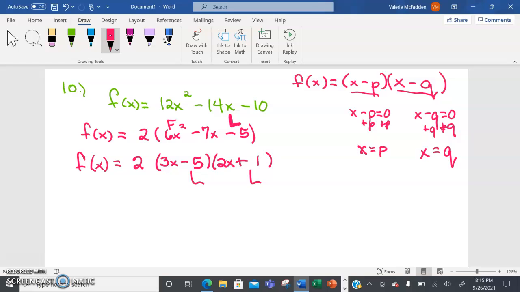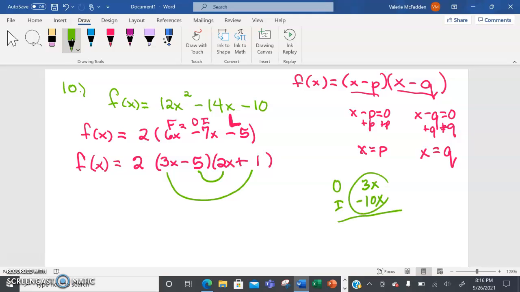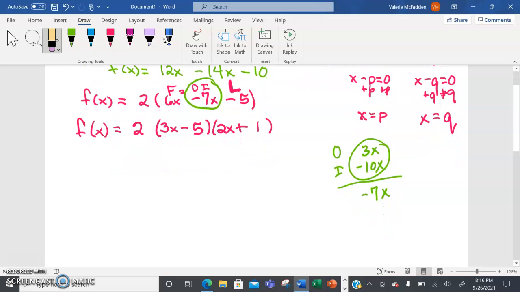Now, last times last, -5 times +1 definitely gives you a -5. But remember, the trick is to make sure outside, inside are going to give you -7x. So if I multiply my outside numbers together, outside times outside, that gives me a +3x. And if I multiply my inside number times my inside number, that gives me a -10x. And when I add those two together, I get -7x. And that is what we wanted the combination of the two to be. So we have it factored. It's factored correctly because the outside inside worked.